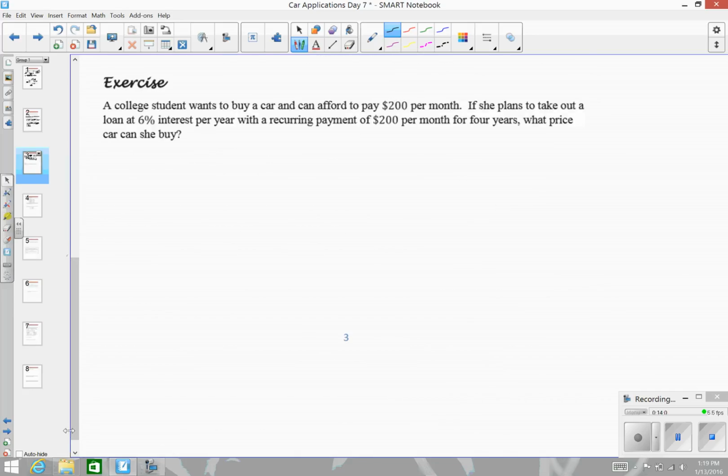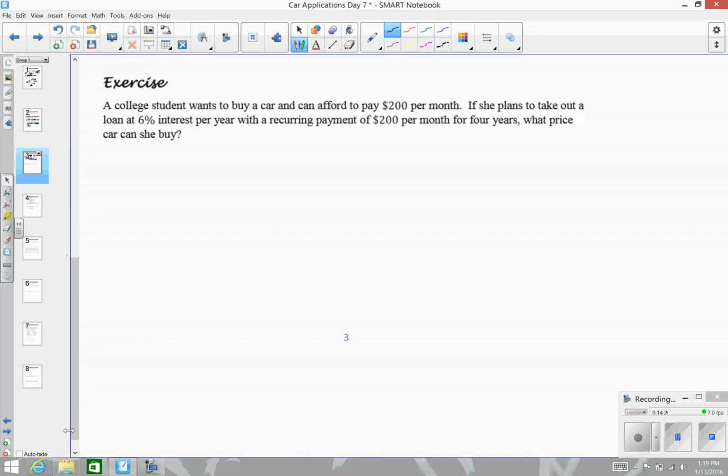Now we're going to step ahead and look at another example. This time we have a college student who is buying a car. We know the monthly payment, we know the interest rate, and we want to figure out how much this student can afford in a car. So here's what we've got.